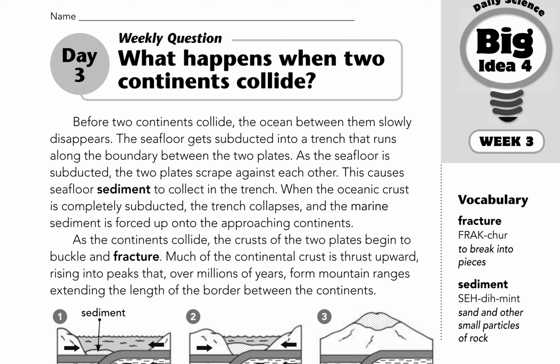continents. As the continents collide, the crust of the two plates begins to buckle and fracture. Much of the continental crust is thrust upward, rising into peaks that over millions of years form mountain ranges, extending the length of the border between the continents.